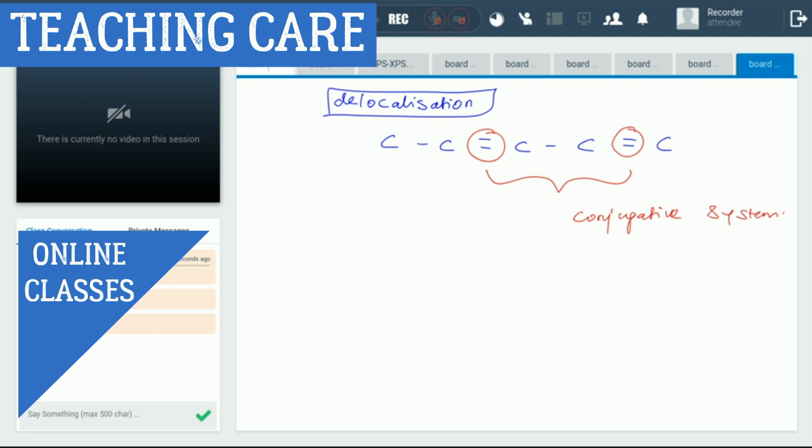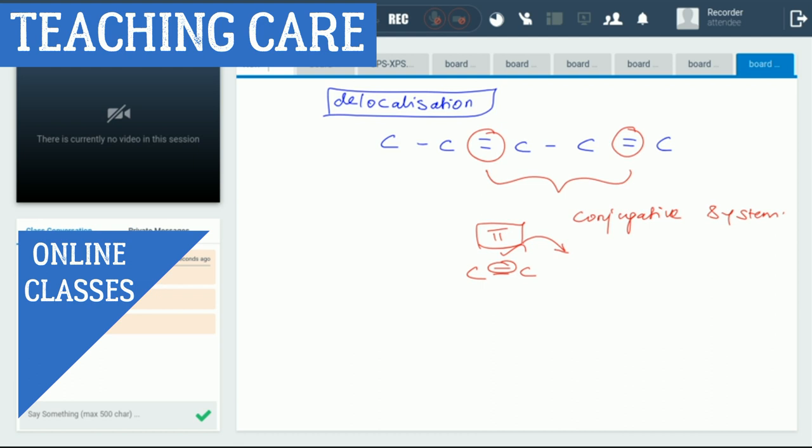In this, the double bond carbon binds with carbon by a single covalent bond. This is more than enough. Whenever we have one more bond, this bond is excess. This is the pi electron. So what will happen? The pi electron has the ability to move from higher concentration to lower concentration.